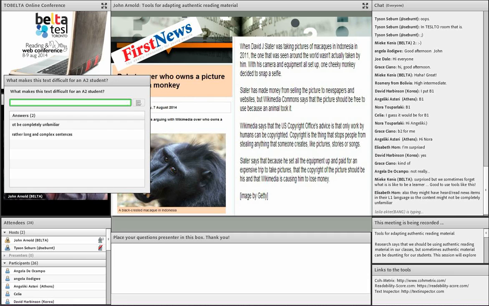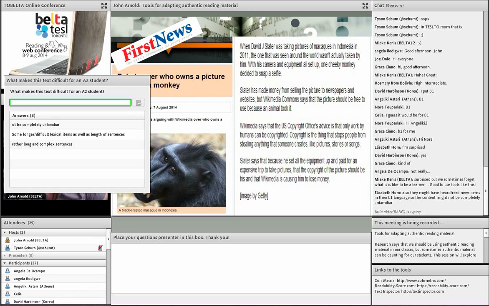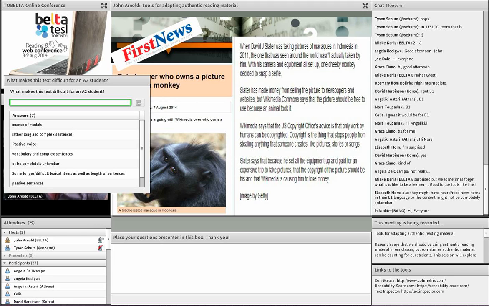Rather long and complex sentences, definitely. That's true, Elizabeth. The content may not be completely unfamiliar, and we hope that when we choose reading texts the content is very familiar to them. They do better in terms of comprehension if they have some familiarity with the content. The passive sentences, very good, yeah. The vocabulary, the complex sentences. The nuance of the modals, definitely.